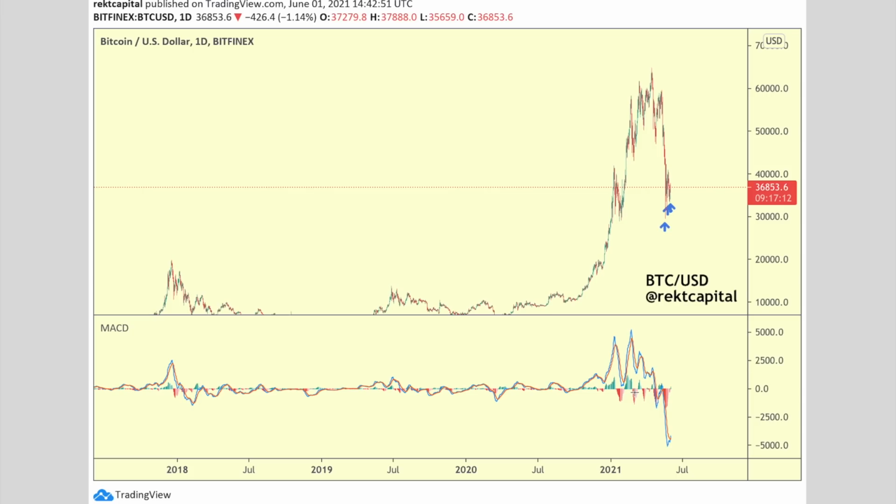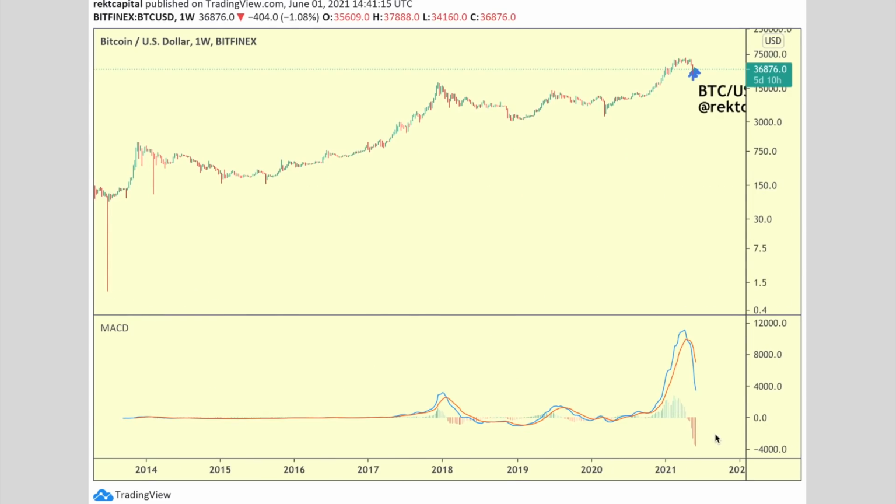Let's focus on the daily time frame. And of course, you can see that this daily MACD is even more extreme than the weekly one. So let's go back here. Of course, the weekly crossover and the weekly moving averages are still in the upper half right over here rather than in the lower half. Only the histogram is showcasing extension towards the downside.